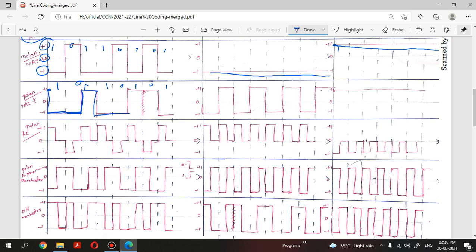Next bit is 0, we maintain the same voltage. Next bit is 1, we make an inversion, data transmission taking place. Next bit is 0, we maintain the same voltage level, and the next bit is 1, we make an inversion and the data transmission takes place, right? So this is the polar NRZ invert mechanism.